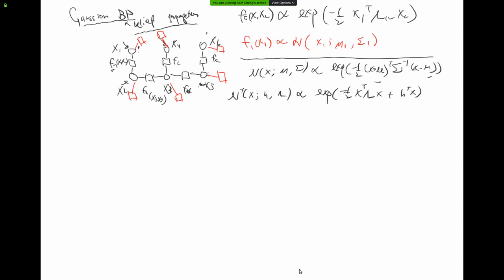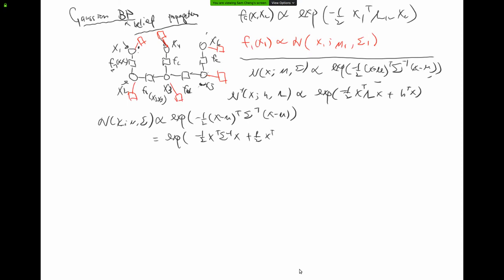So let's start with the original form. I have N(x; mu, sigma) that is proportional to exponential minus 1/2 (x minus mu) transpose sigma inverse (x minus mu), and I can expand that as exponential minus 1/2 x transpose sigma inverse x plus 1/2 x transpose sigma inverse mu plus 1/2 mu transpose sigma inverse x minus 1/2 mu transpose sigma inverse mu, something like that.